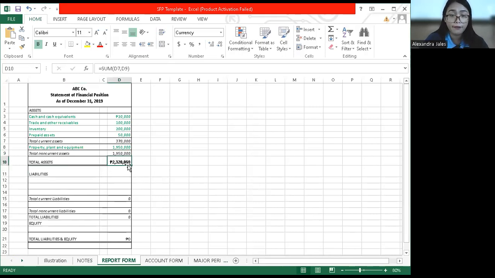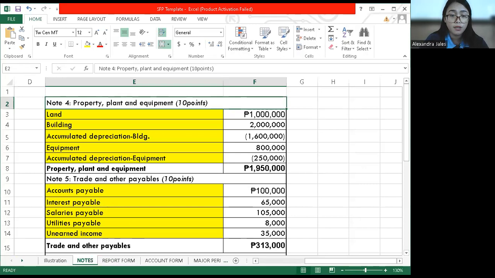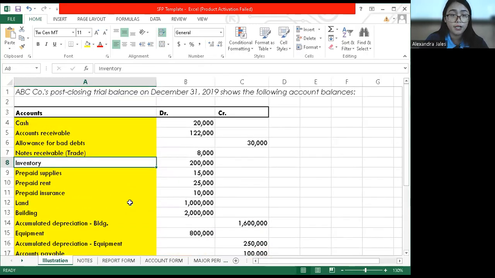In total, we have 2,320,000 for our total assets. So we have to make sure it is balanced with our liabilities. The same with your liabilities, okay? So we're gonna do the same thing. What would be the first one that we're gonna use? It depends on your illustration here.